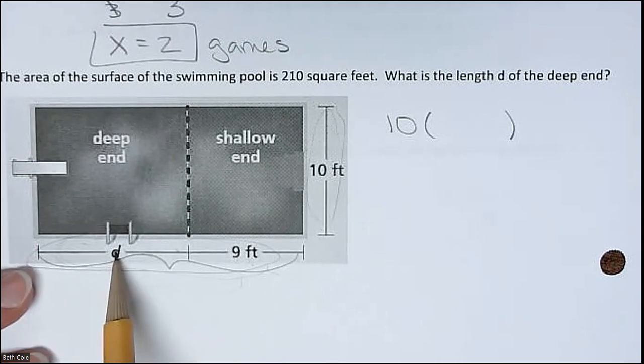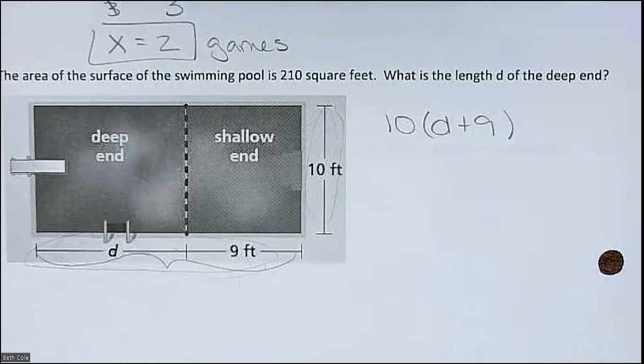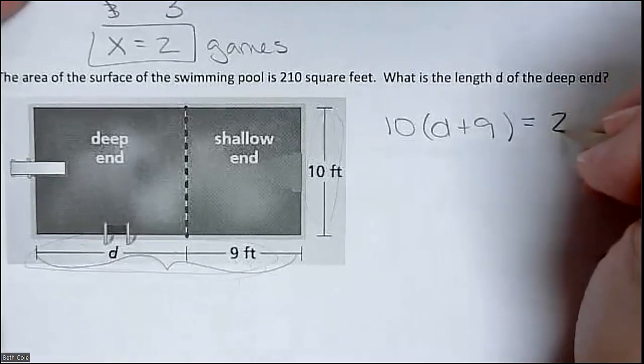Well, we don't know what D is. So your answer is going to need to have D in it. 9 plus D. I'm going to write D plus 9 just because I like when the variable comes first. But you can write 9 plus D. It means the exact same thing. And then this is going to equal 210. Perfect.